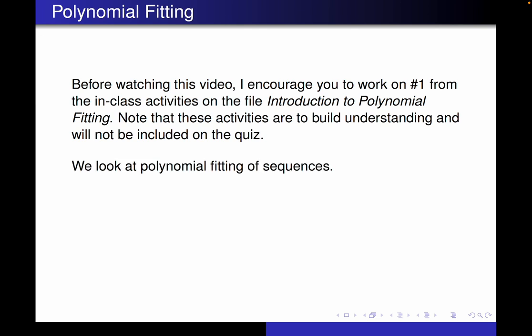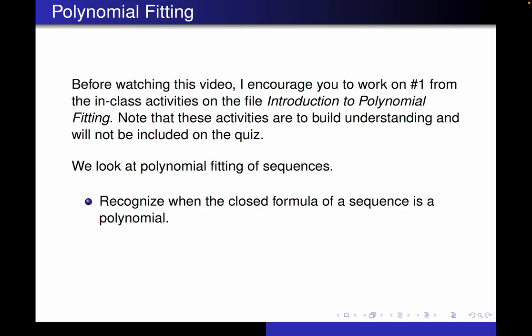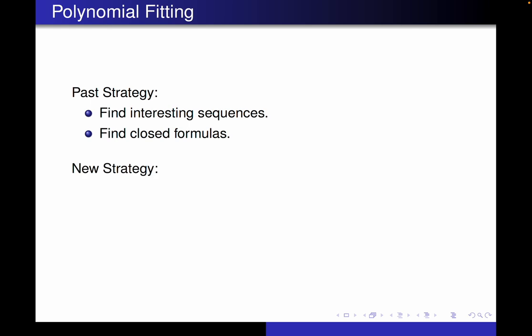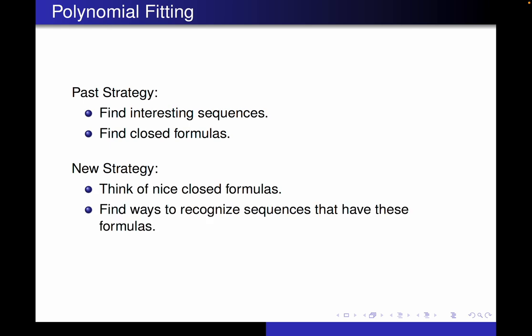So we're going to look at something called polynomial fitting of sequences. First thing we're going to do is try to look at when we can know a sequence has a polynomial as a closed formula. We're going to figure out how to find that closed formula and look at some examples. So our past strategy for dealing with closed formulas for sequences was to find some interesting sequences and then find closed formulas for them. We're going to do something slightly different in this case. What we're going to do is think of what a nice closed formula might be and think about what types of sequences might have those nice closed formulas.